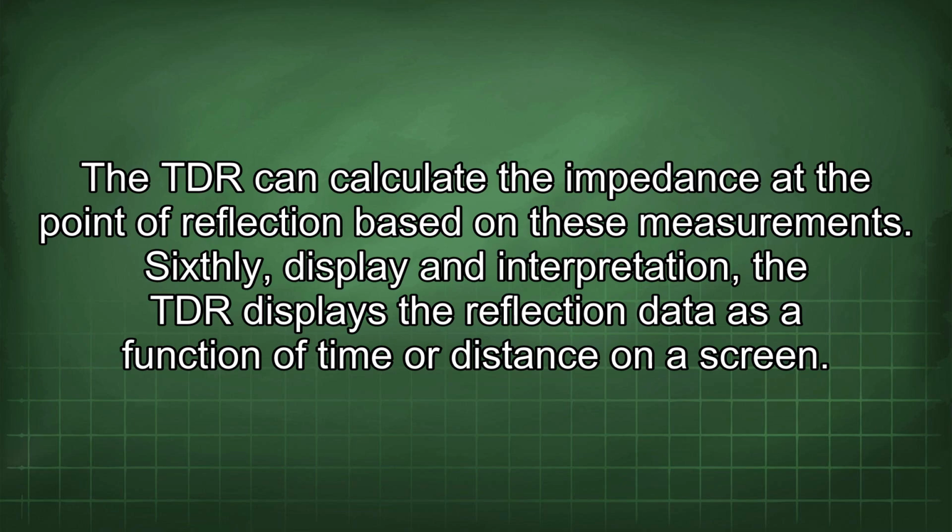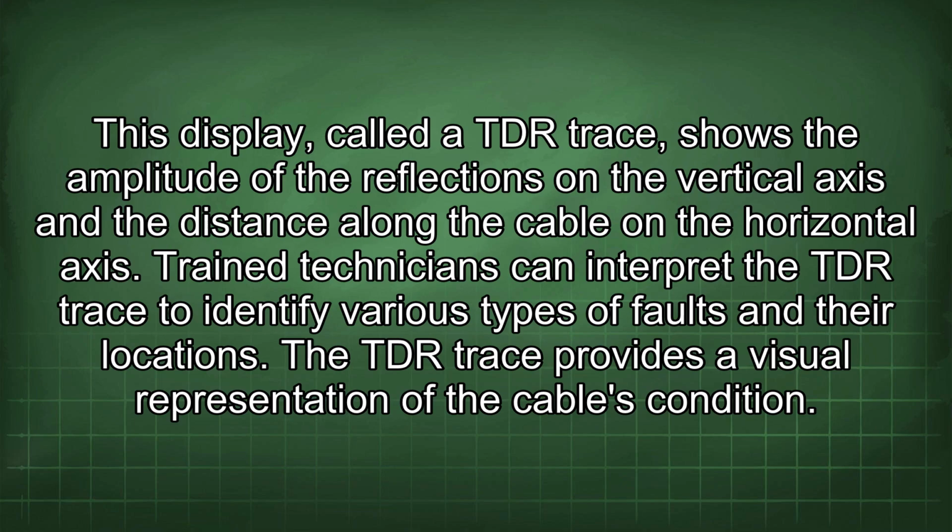Sixthly, display and interpretation. The TDR displays the reflection data as a function of time or distance on the screen. This display, called the TDR trace, shows the amplitude of the reflections on the vertical axis and the distance along the cable on the horizontal axis. Trained technicians can interpret the TDR trace to identify various types of faults and their locations. The TDR trace provides a visual representation of the cable's condition.